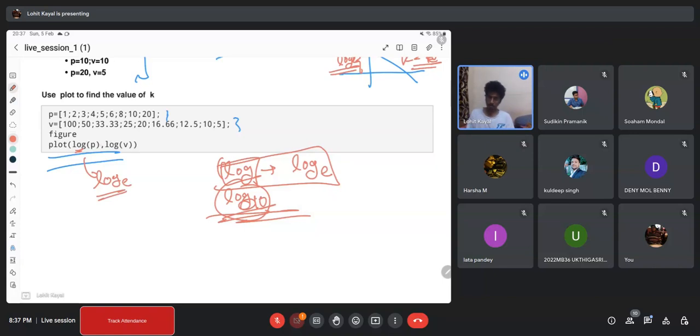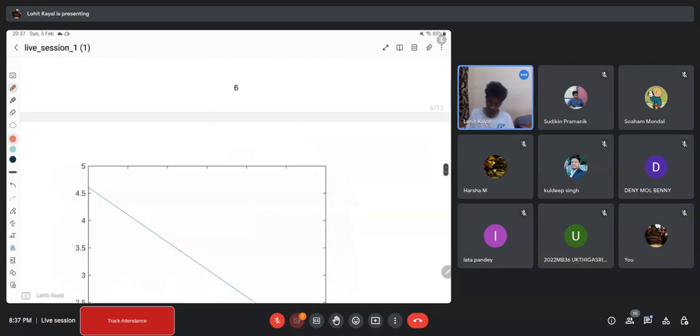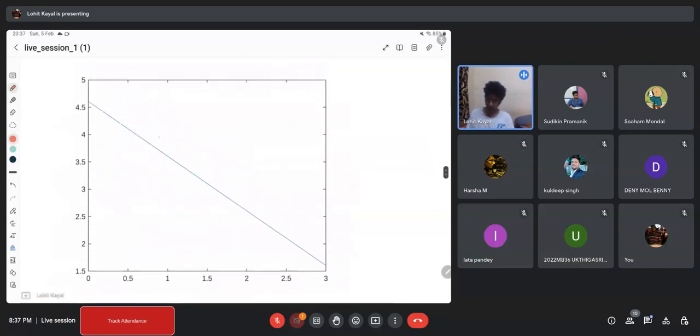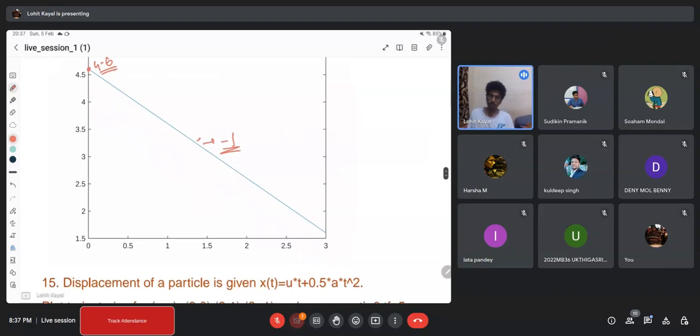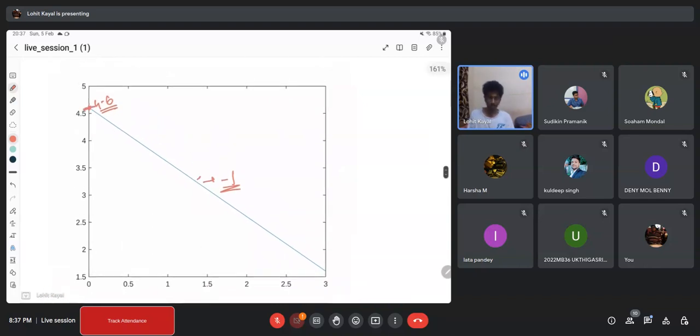Now I have used the plot of log p versus log v, and I am getting this straight line as expected. You can verify the slope is -1, and it is intercepting at a point 4.6. Now when you move your cursor over this plot, it will automatically show you all the points. You will find that it is close to 4.6. That means your log k base e is 4.6, so your k is e to the power 4.6. So this is the constant.